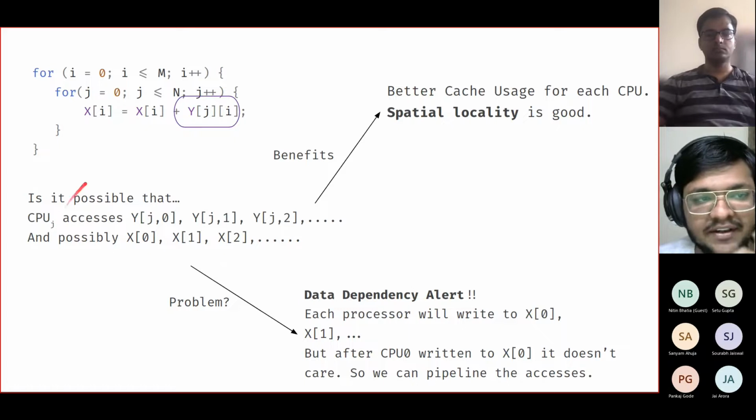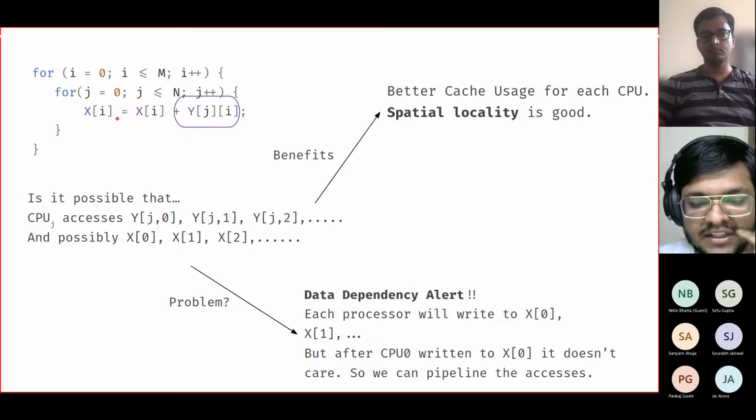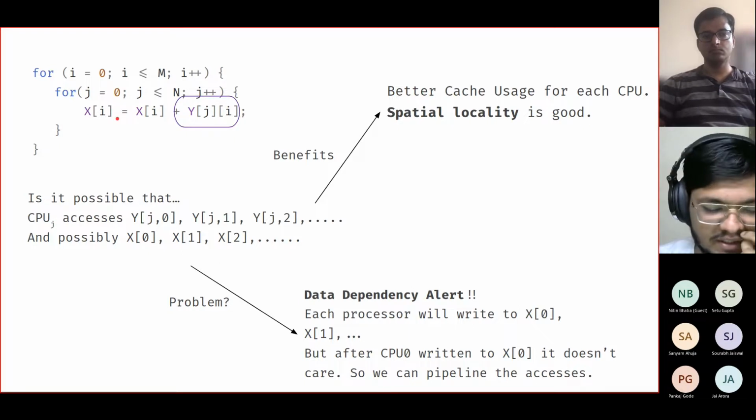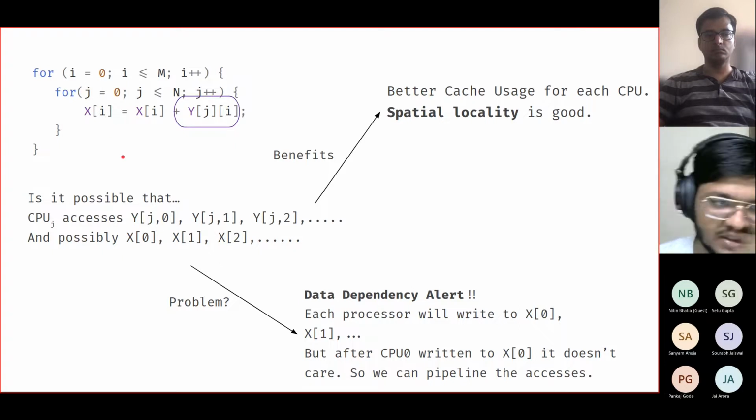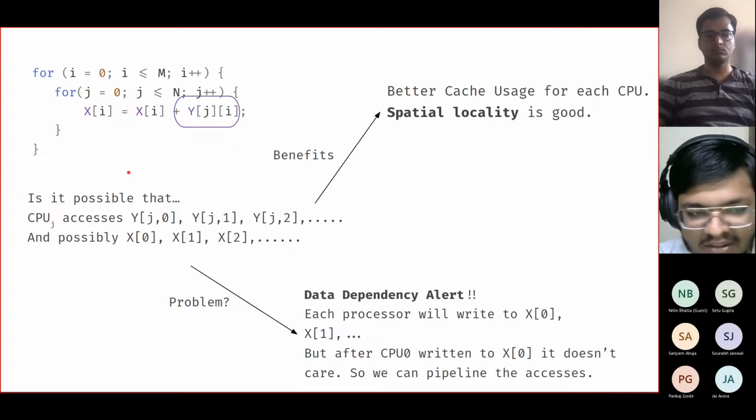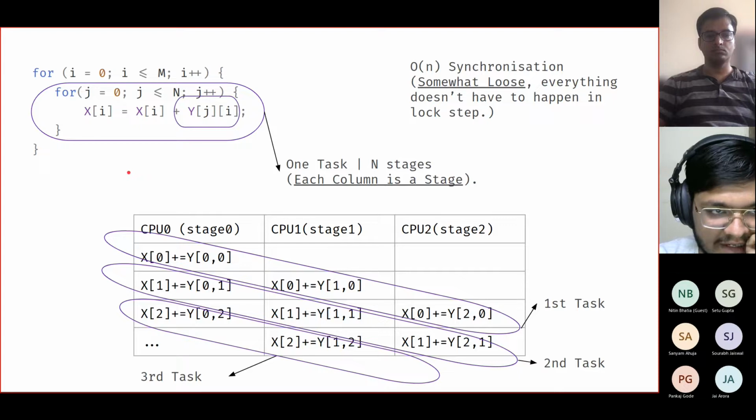So there is a data dependency here, but there is a catch. Let's say CPU 0 has written to x0. It doesn't need to reuse the value or access x0 again. After writing to x0, it is free and it is going to execute the other iterations. So let's see this in a more diagrammatic way.